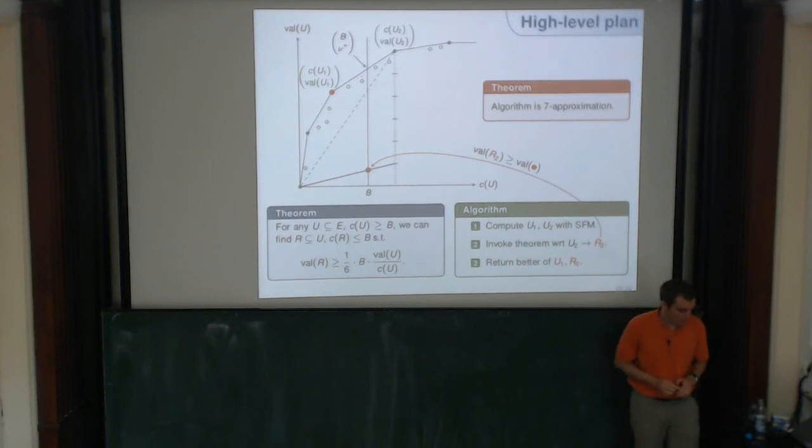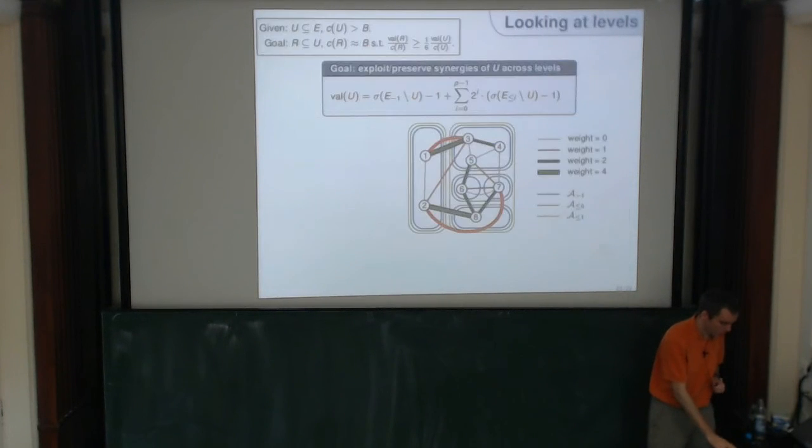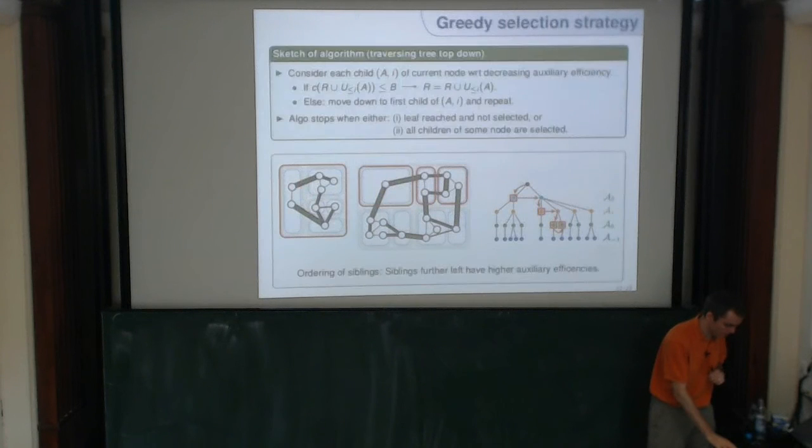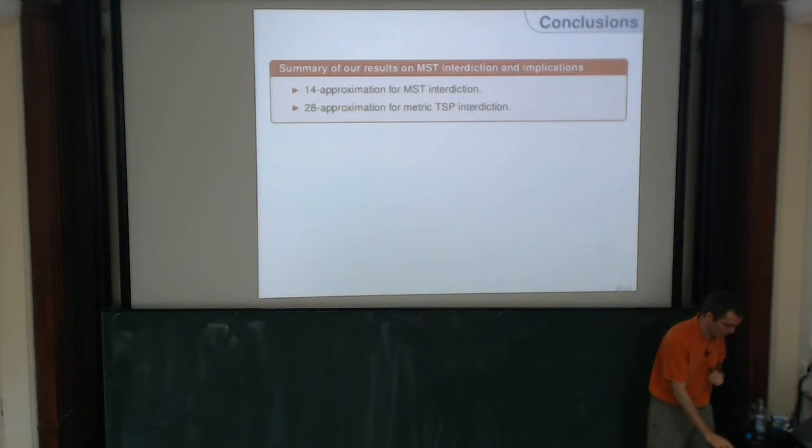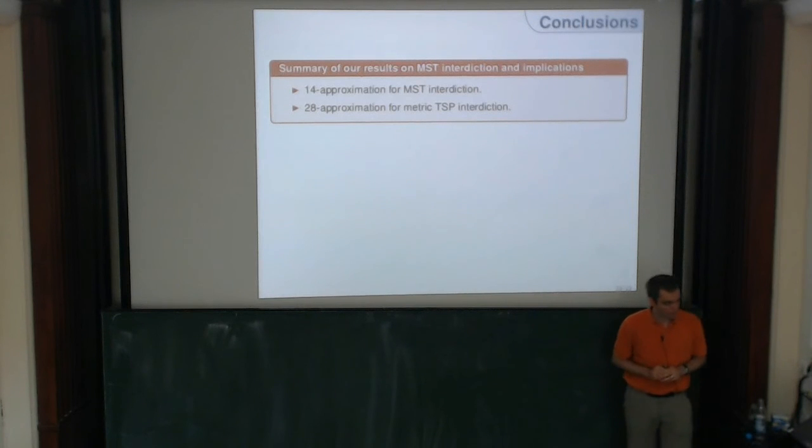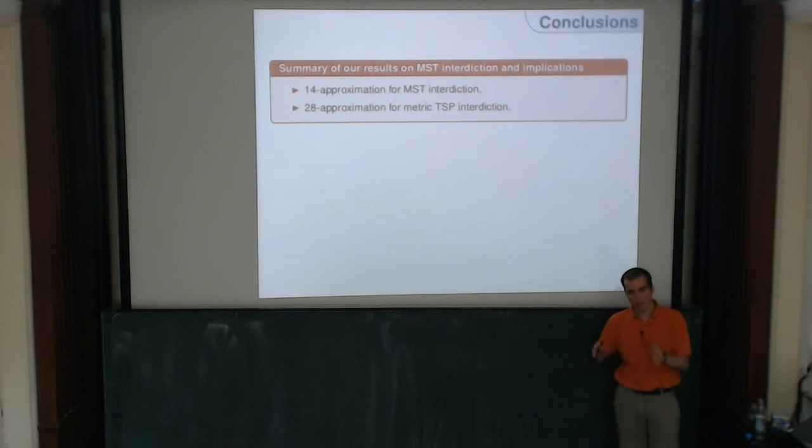Good. So let me skip the details of how this is done. It's the technical part. Let's just summarize quickly. This leads to a 7 approximation, as I said beforehand, but remember I had the assumption that weights are powers of 2, so I lose another factor of 2 because of that. That's why it's a 14 approximation.